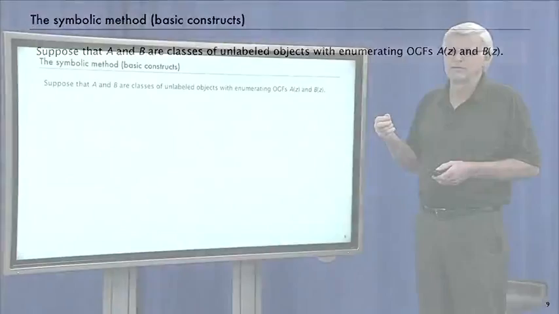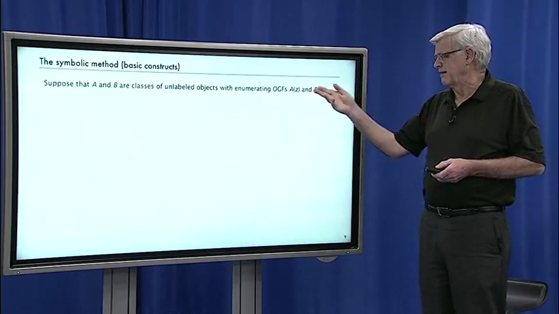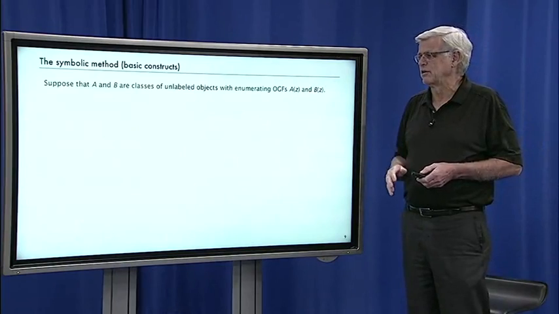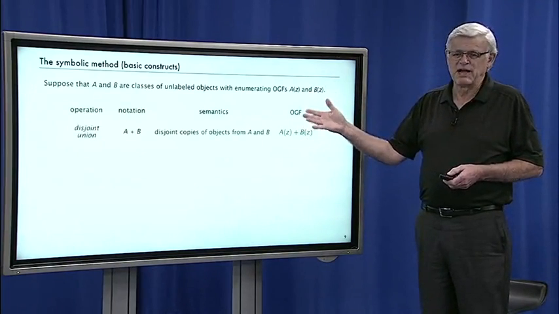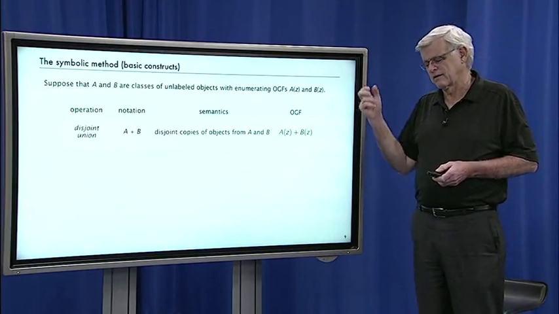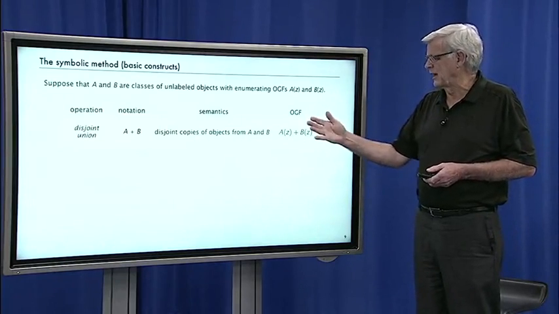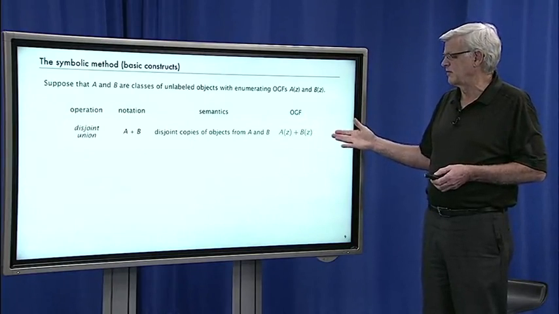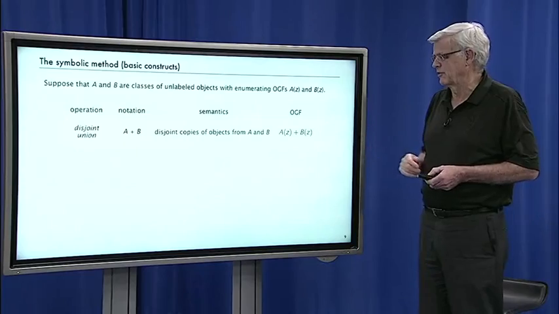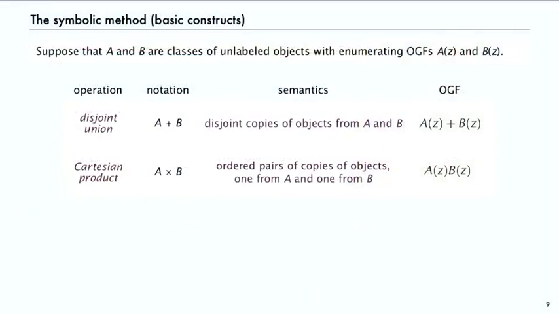So if we have two classes, A and B, of unlabeled objects, and again, we'll talk about what that means later on, that have the generating functions A of z and B of z, then we can perform some natural operations on them. So the disjoint union is just take an object from A and an object from B. And that makes a new class, and the ordinary generating function of that class is just sum the two generating functions. And then there's a Cartesian product. If we take a pair of copies, one from A, one from B, then we get a class whose ordinary generating function is the product of the two generating functions.